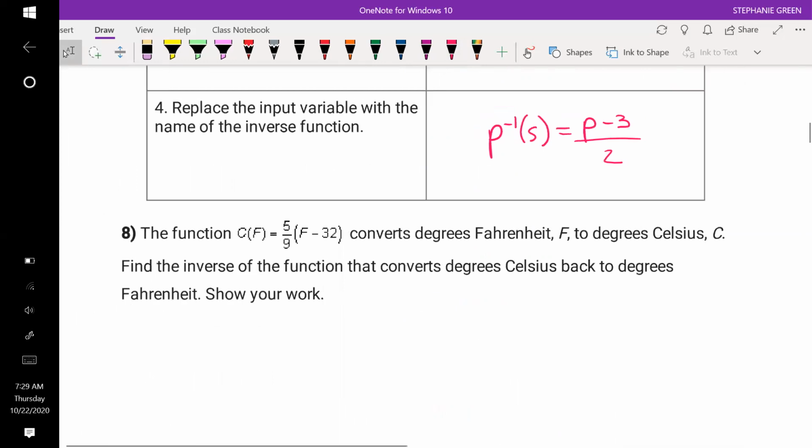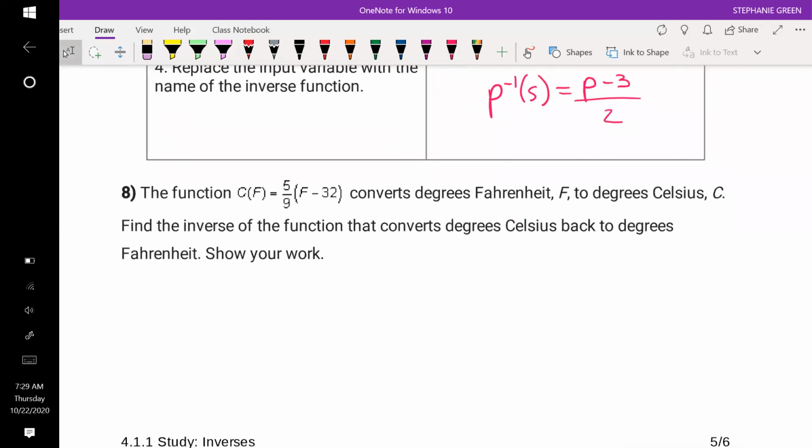So let's use that concept to do something that we actually see a lot, and that's the function that converts Celsius into Fahrenheit, and its inverse function which converts Fahrenheit into Celsius. So here we have the function of Celsius in terms of Fahrenheit, which is 5/9 times Fahrenheit minus 32. So this converts Fahrenheit into degrees Celsius. We're going to find the inverse function, which is going to convert Celsius back into degrees Fahrenheit. So the first step is I'm going to change my C of F to just C.